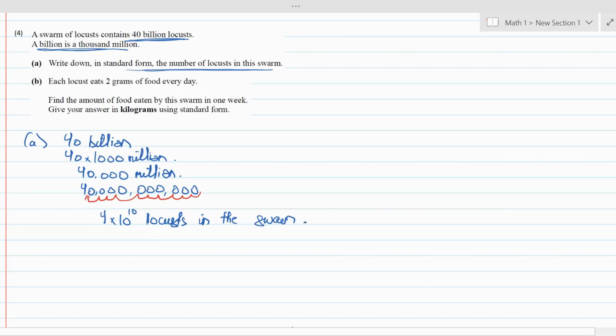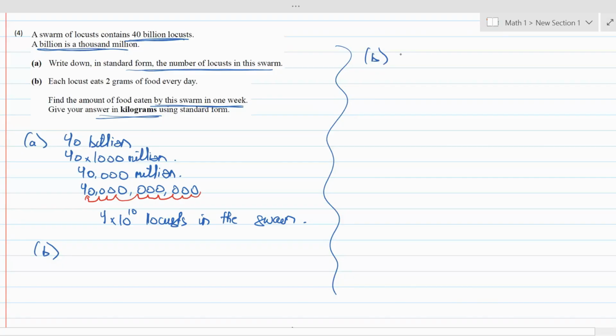Okay, part B. Each locust eats 2 grams of food every day. Find the amount of food eaten by the swarm in 1 week. Give your answer in kilograms. So 2 grams of food every day, each locust. So for part B, let's work it out for the whole week first.